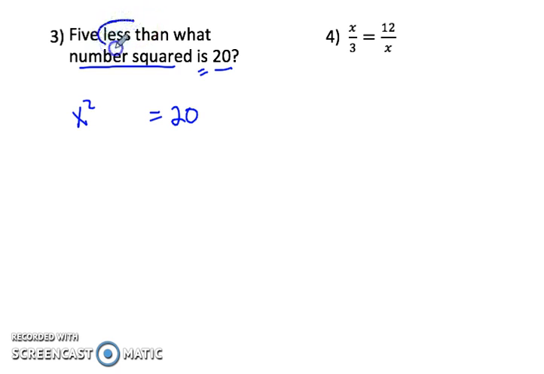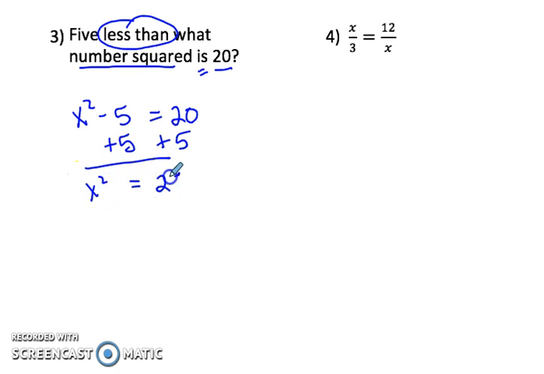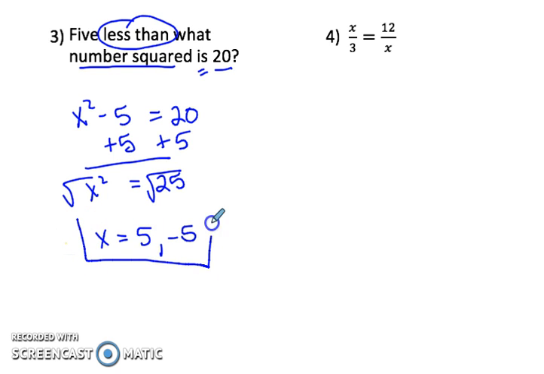Remember that less than? We need to switch the order. So really, I'm subtracting 5 from my x squared. This is 5 less than x squared. You do not want 5 minus x squared because that gives you a positive 5 and a negative x squared. So we have to switch the order here. Then I'm going to add 5 on both of those. And that's great because I get x squared is equal to 25. Take the square root of both. And I get that x is equal to positive 5 and negative 5.